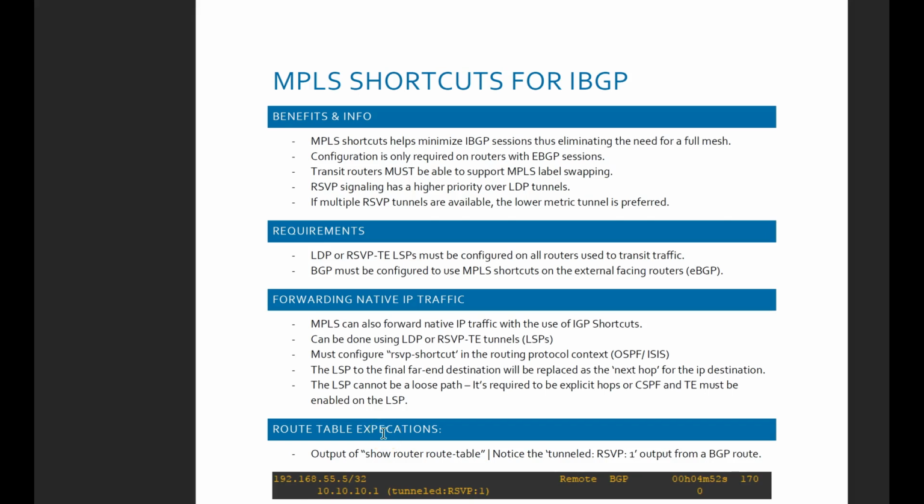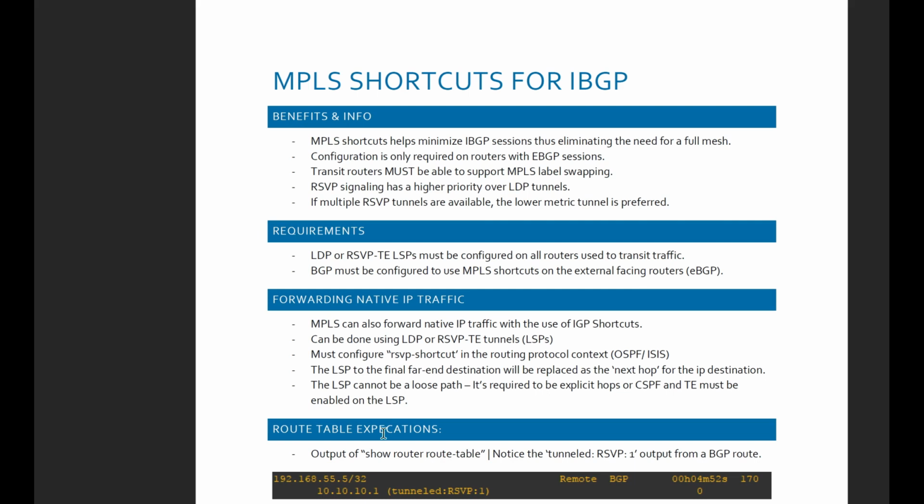Everyone, today I want to go over MPLS shortcuts for IBGP sessions as well as IGP shortcuts. A couple key points here. MPLS shortcuts will minimize the IBGP sessions, so you won't require a full mesh of IBGP sessions in your core. You only need to configure the tunnels on the eBGP session routers. Whatever your external facing routers are, you just need a session on those two, if it's just a point-to-point.